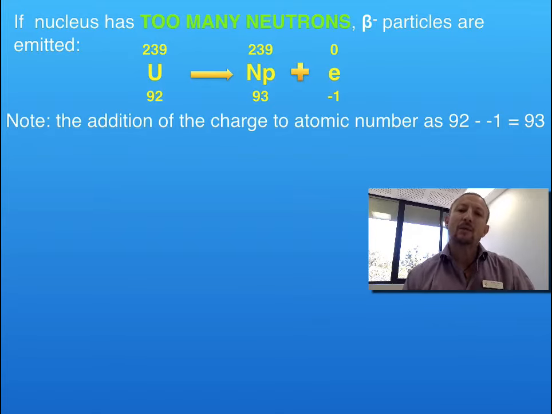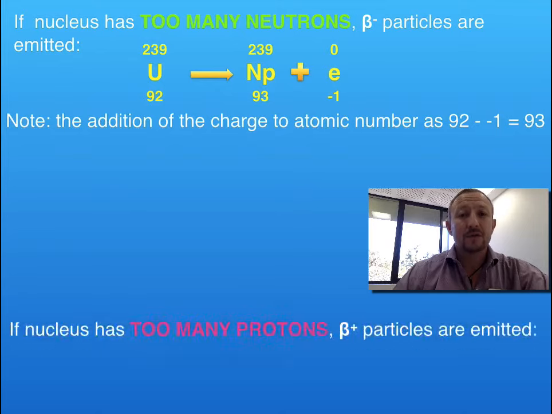And if you think about what's happening in the uranium there, one of the neutrons is breaking down. So it breaks down and it emits the electron, but what's left over is another proton. So hence that's why we've gone from 92 to 93. So I hope that makes sense.